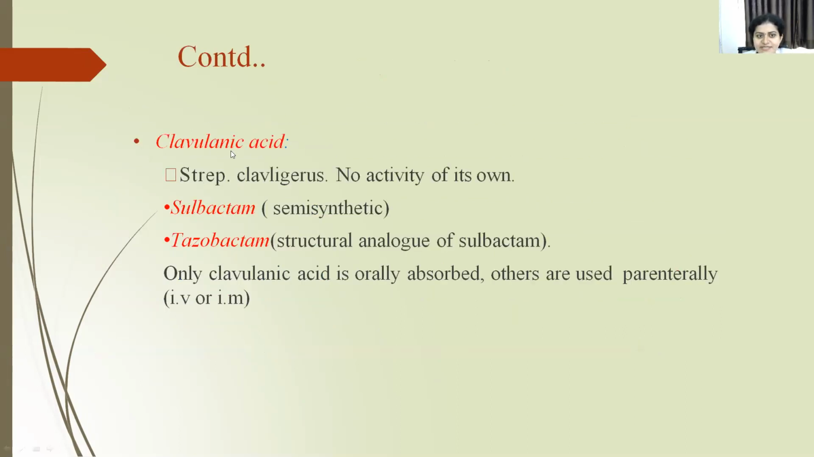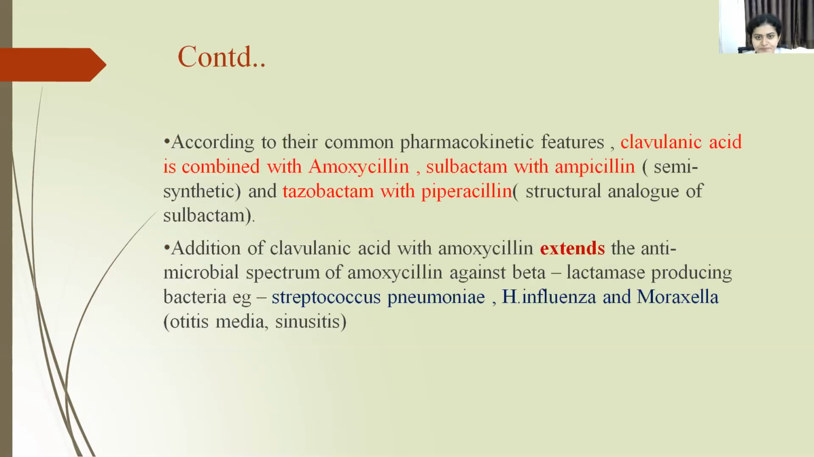So clavulanic acid was developed from Streptomyces clavuligerus. Okay, this is a fungus. And sulbactam is a semi-synthetic derivative of clavulanic acid, and tazobactam is nothing but the structural analog of sulbactam. So out of these 3 drugs, only this drug can be given orally. The other 2 drugs you have to give parenterally, either by IV or by IM.